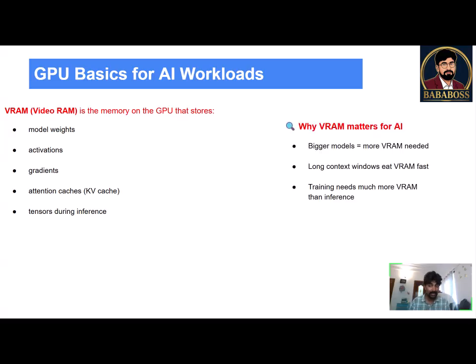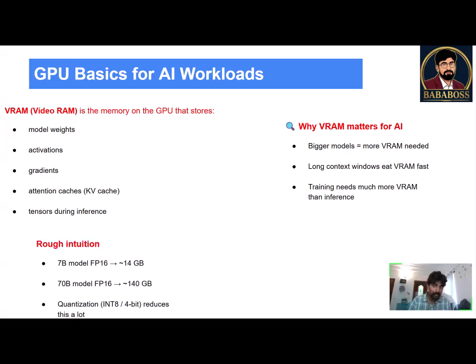Why does VRAM matter? It always matters. If your model is large, then you need large VRAM. If your context, meaning your input context window, is large, it eats more VRAM, so again you need more VRAM. Training and inference both need VRAM. Now I will give a rough intuition of how you can decide how much VRAM is needed for particular models.